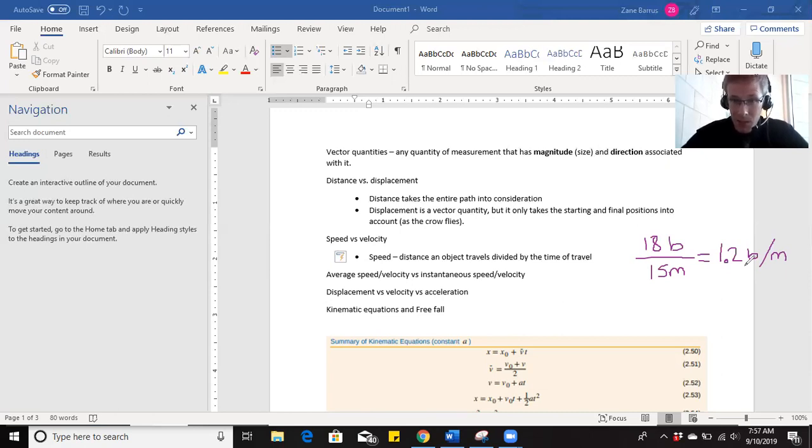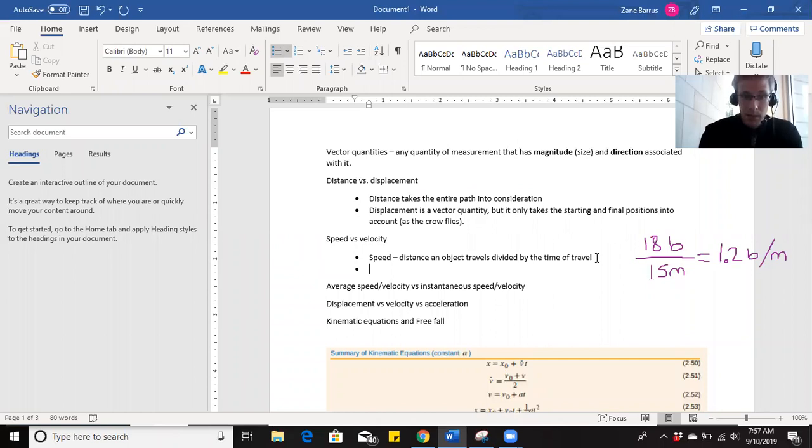It's the entire path that we took to get from point A to point B. As far as velocity is concerned, velocity is the displacement an object travels divided by time. Remember that in the previous example I gave, if I wanted to take the distance as the crow flies, I'd have to use the Pythagorean theorem to figure out what that straight line distance was.